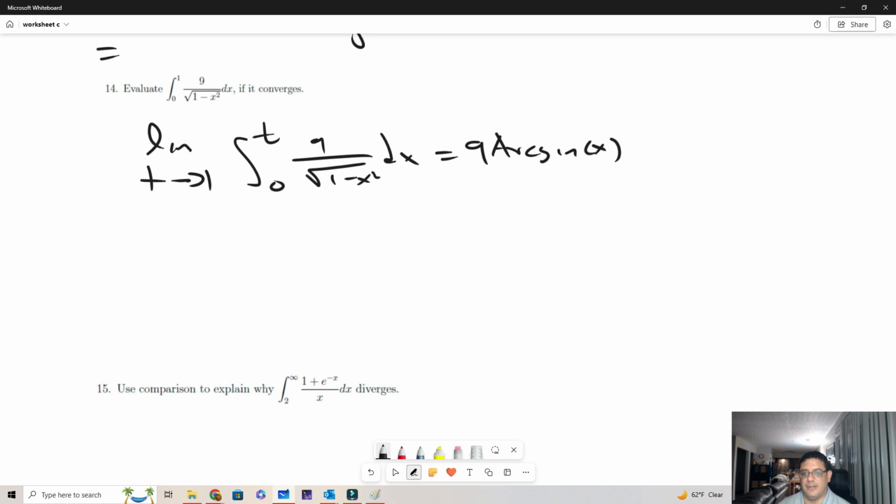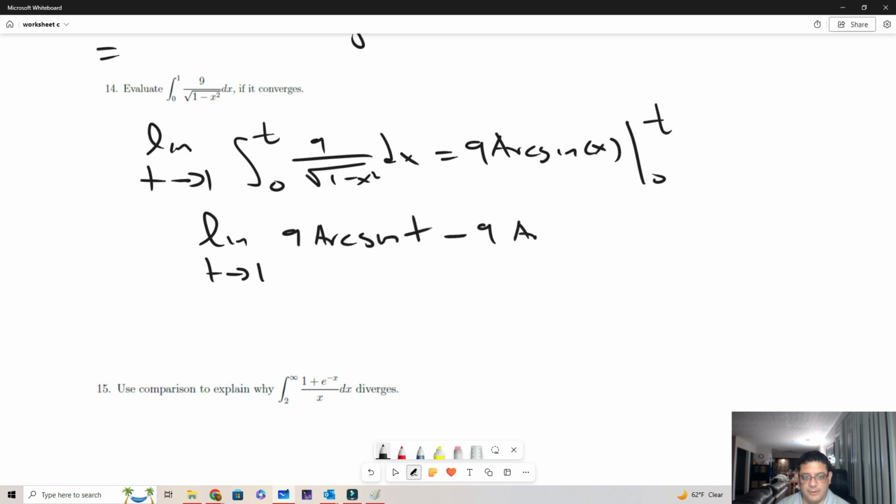The derivative of arc sine is 1 over the square root of 1 minus x squared. So the antiderivative of that will be just arc sine, between 0 and t. And because we're doing the limit when t goes to 1 of that, we have 9 arc sine of t minus 9 arc sine of 0. And so this is going to be, of course, a number.